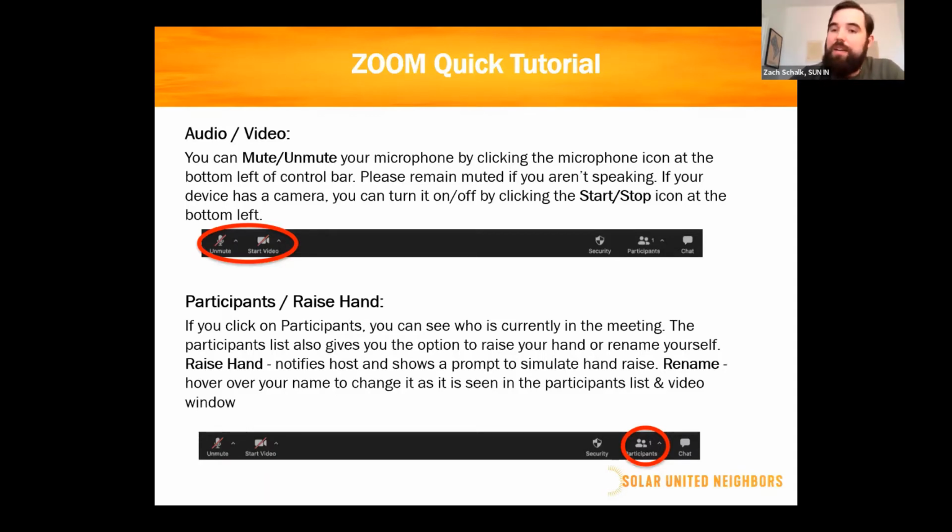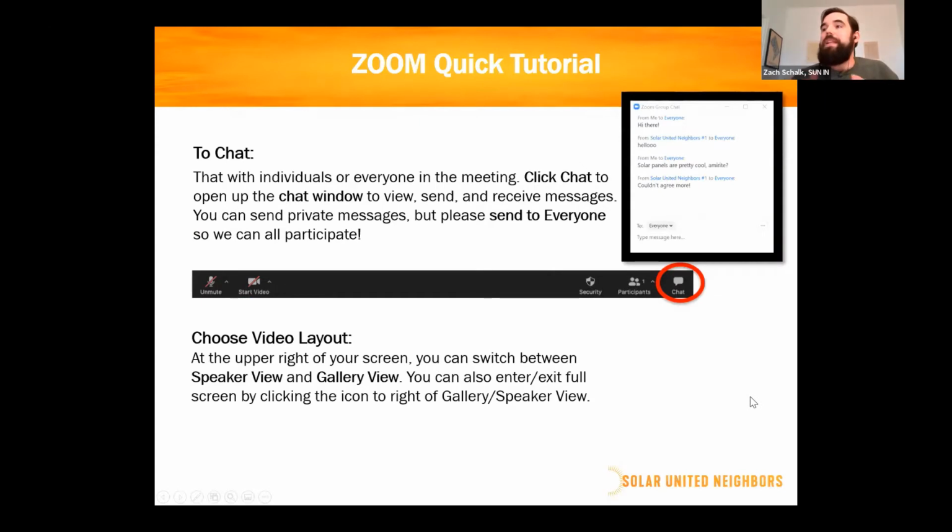In the bar at the bottom of your screen, you can click on participants to see who else is online with us right now. You can also raise your hand by clicking the little raise hand icon to indicate that you have a question. But because we have such a tight agenda, we'd like to keep questions in the chat. Click on the chat box, feel free to introduce yourself and ask questions. We'll be monitoring the chat throughout the event and will try to answer as much as we can. If you are sending a question, please send it to everyone so everybody can see it, though you can also direct message via the chat function.